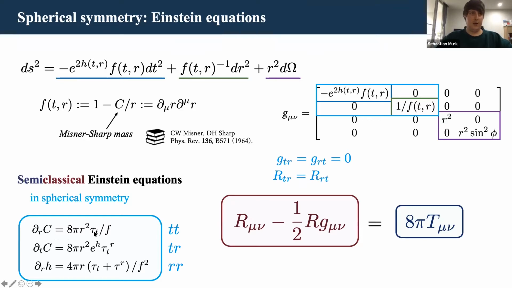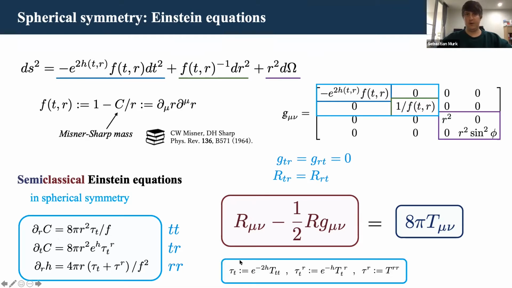Now, the tau functions that you see on the right-hand side here are just the energy momentum tensor components multiplied by some factor of e to the power of minus h. And the only reason for this definition is that it allows you to cancel some exponentials in the equations. So it makes it easier to deal with mathematically. And that's the only reason why we've defined these tau functions that you can see here on the right-hand side.